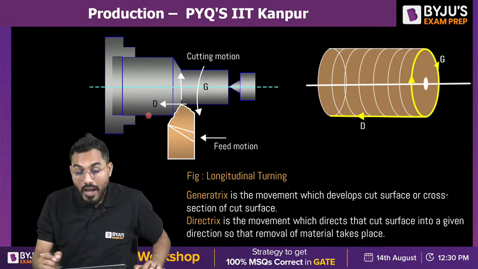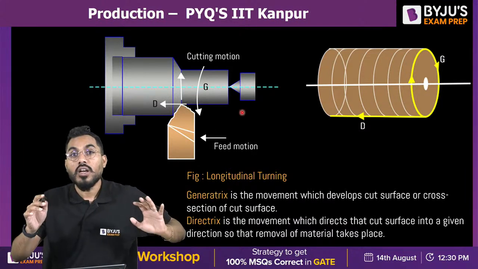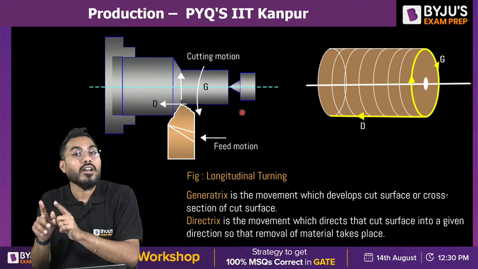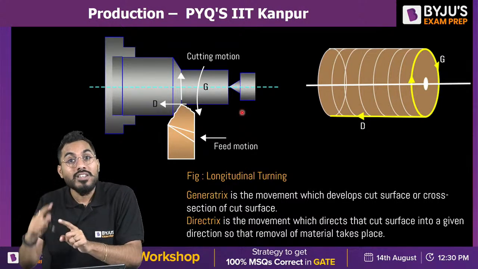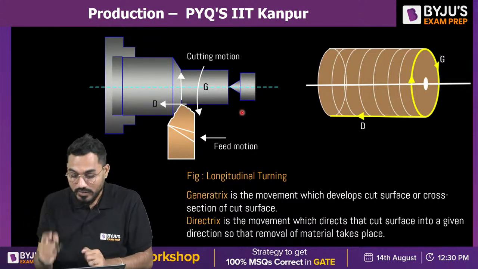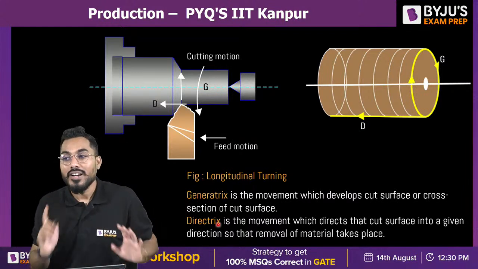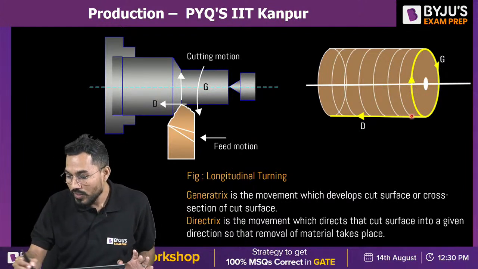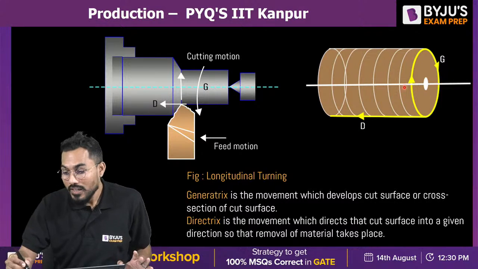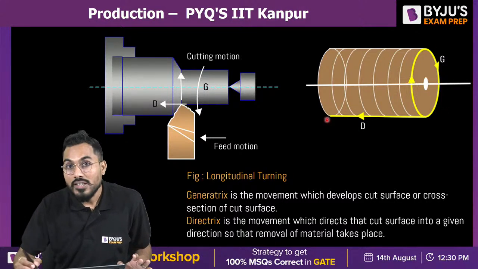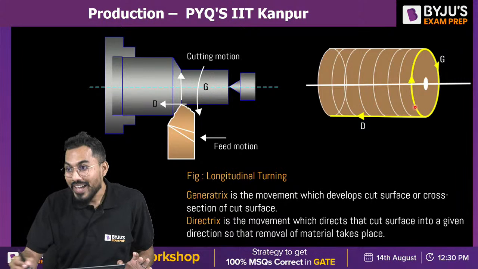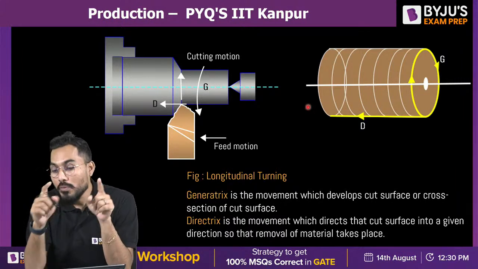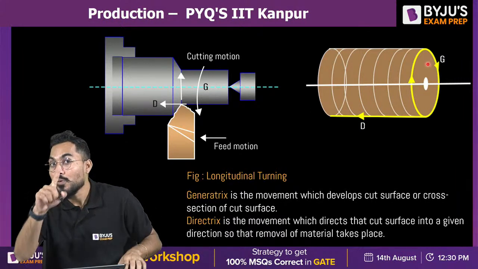The tool has to move, and because of that a chip comes out. Therefore this particular movement, which directs the generated surface, is called the directrix. Here, this is the direction of the directrix, and this is the generatrix. Generatrix is circular, directrix is linear. The generated surface will be cylindrical.